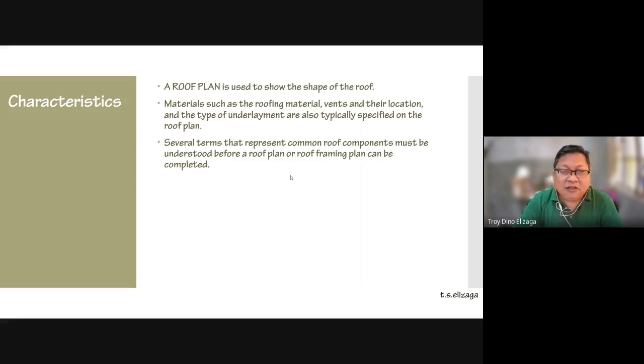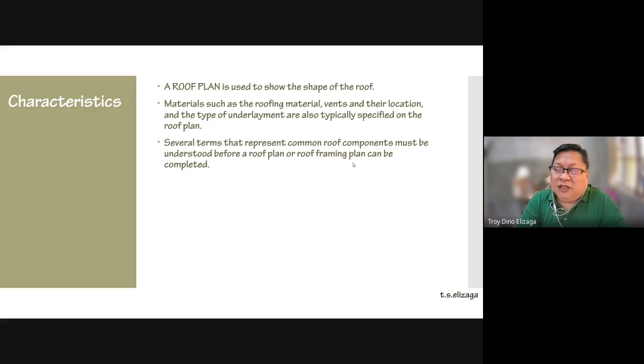So the roof plan is used to show the shape of the roof. It's as simple as that. Sometimes this is incorporated in the site development plan.